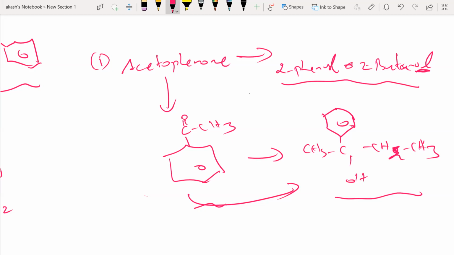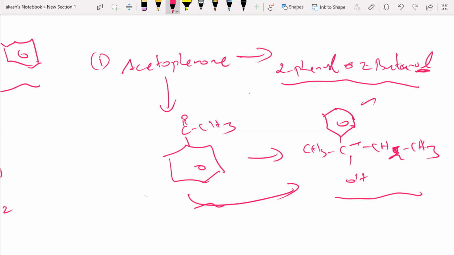Again, you are seeing Grignard reagent, sir. Good. Okay, tell me what is the Grignard reagent used? Sir, 2 carbons, so CH3, CH2, Mg here. Good, very good. So people, you understand, right?